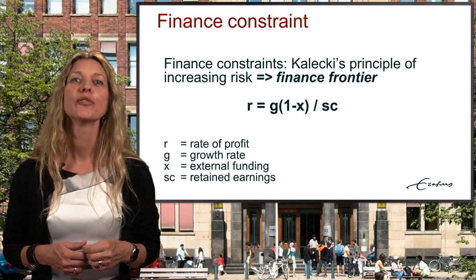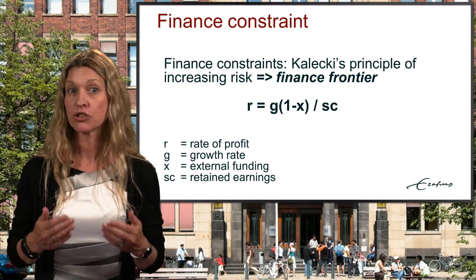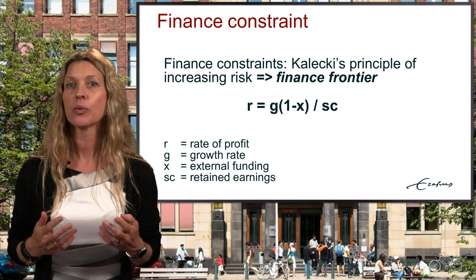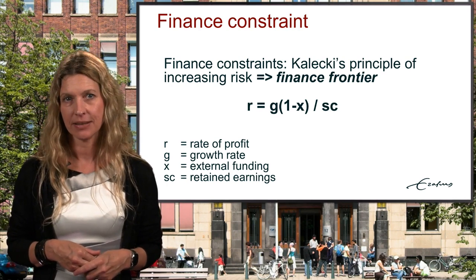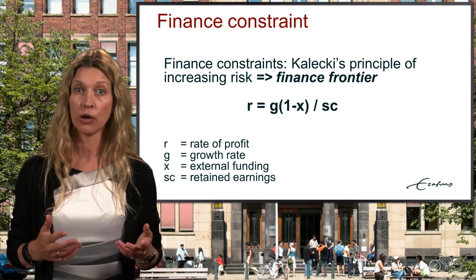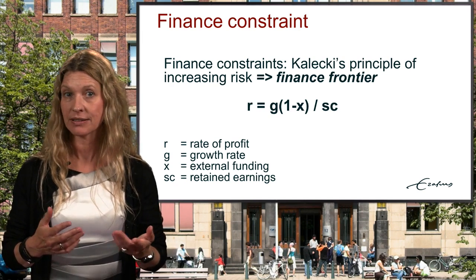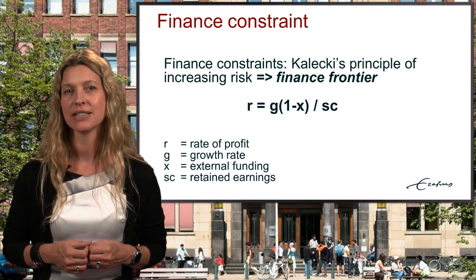Finally, the firm will try to finance as much as possible from its retained profit, for which we use the symbol SC. So the profit rate R is now determined by the growth rate, G, multiplied by internal funding and divided by retained profit.